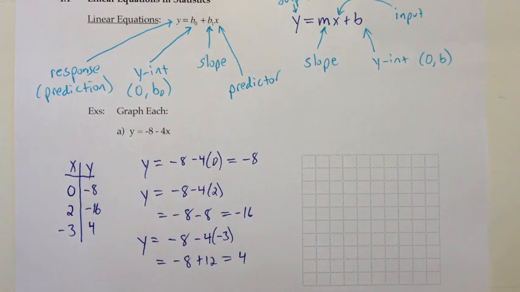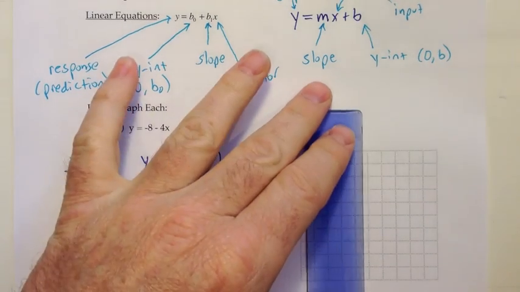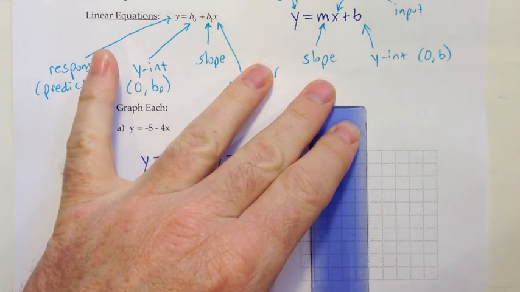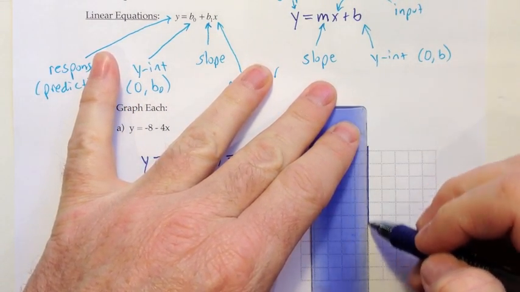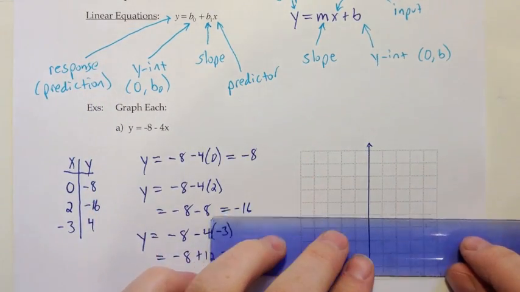So it only takes 2 points to draw a graph of a line, so I did a third one just as a check. And now I'll go ahead and set up a coordinate system and graph this. So I'll draw just kind of the algebra style vertical axis down the middle, horizontal axis down the middle.